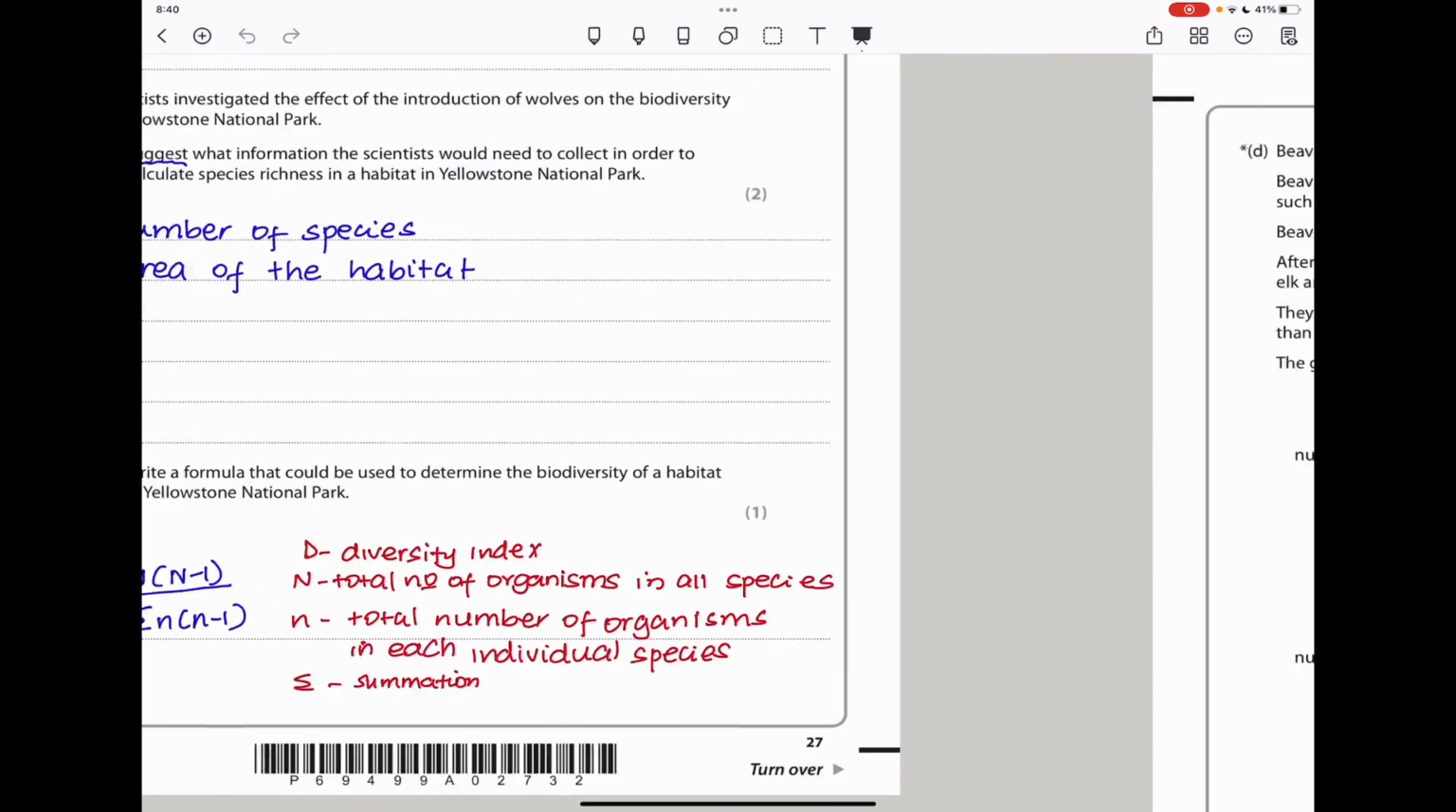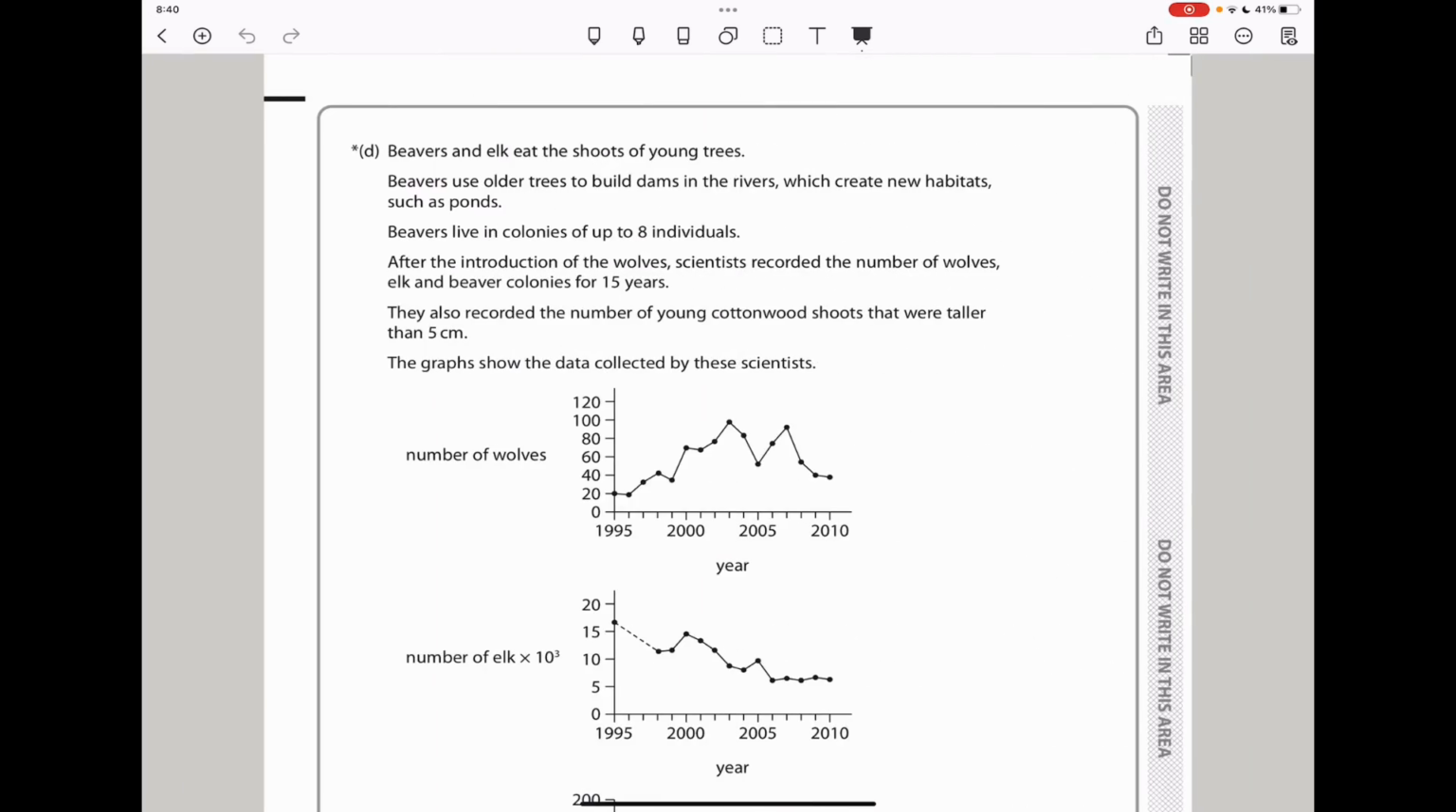Let's move on. So here they say, beavers and elk eat the shoots of young trees. Beavers use older trees to build dams in the rivers, which create new habitats such as ponds. Beavers live in colonies of up to 8 individuals. After the introduction of wolves, scientists recorded the number of wolves, elk, and beaver colonies for 15 years. They also recorded the number of young cottonwood shoots that were taller than 5 centimeters. The graph shows the data collected by scientists.